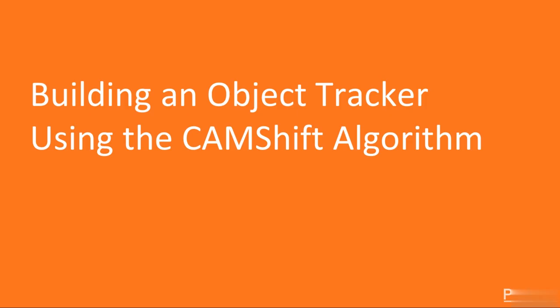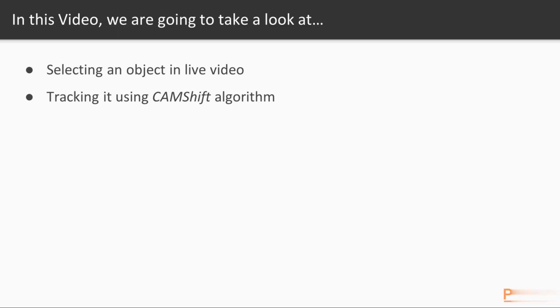Previously, we performed object tracking using background subtraction. Color space-based tracking allows us to track colored objects, but we have to define the color first. This seems restrictive. Let us see how we can select an object in a live video and then have a tracker that can track it.